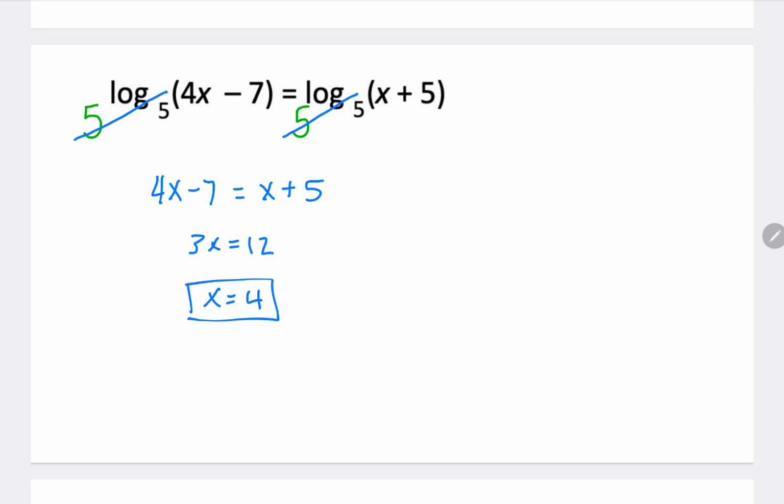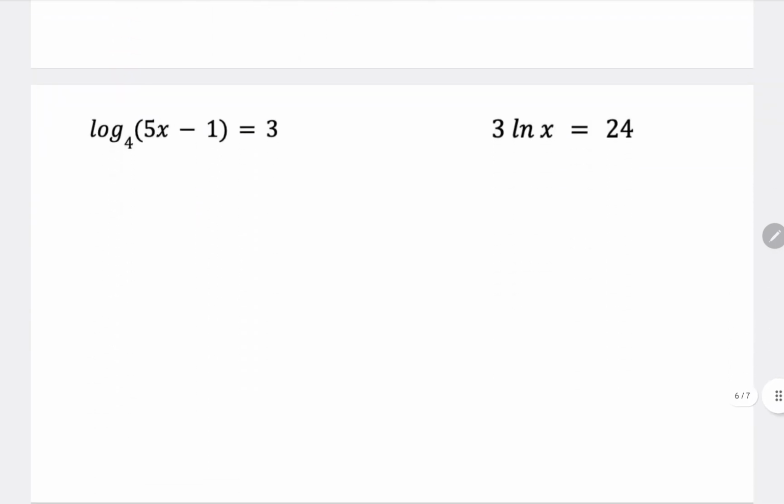It won't always be quite that simple, though. On this next example, there's not a log base 4 on both sides of the equal sign, only on the left side. So to get rid of that log base 4, we're going to create a base of 4. And if we do that to the left side of the equal sign, we also need to do that to the right side of the equal sign.